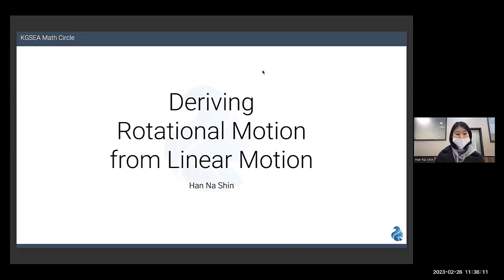So hopefully today's topic will be helpful to those who have already learned about rotational motion in physics, but are confused, or just those who want to know where these formulas of rotational motion are coming from.